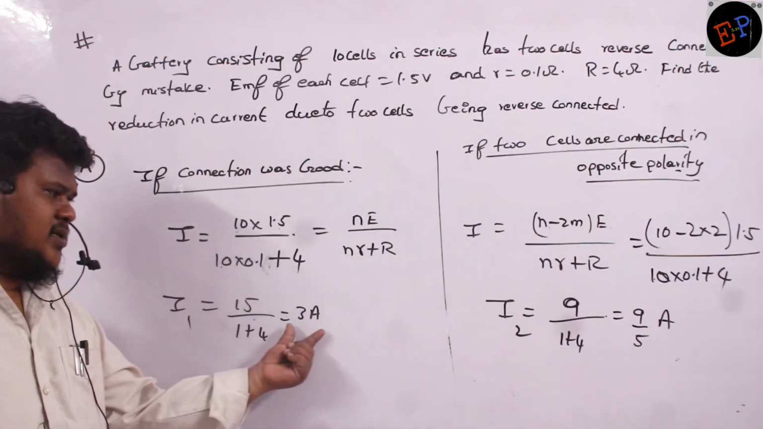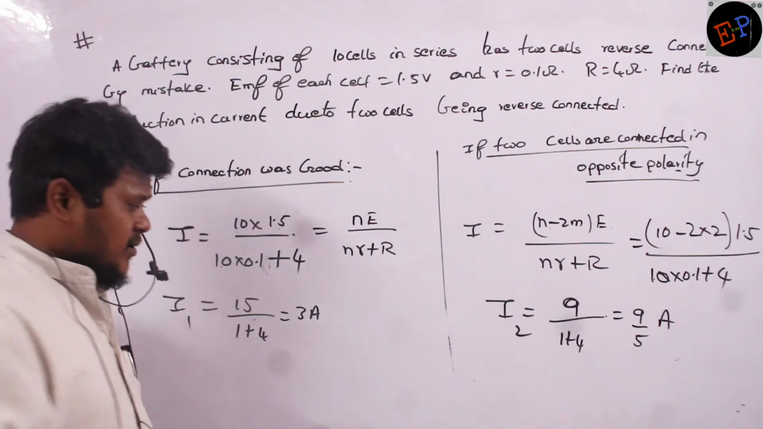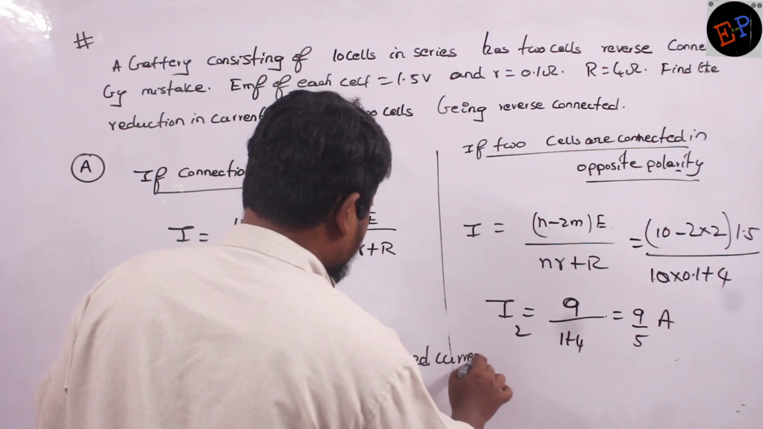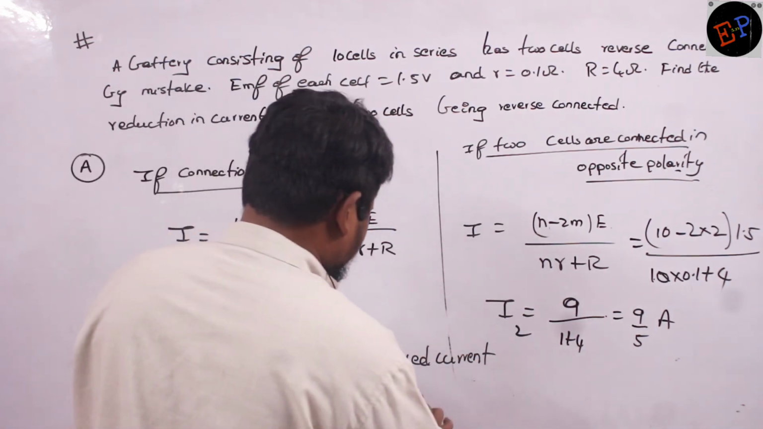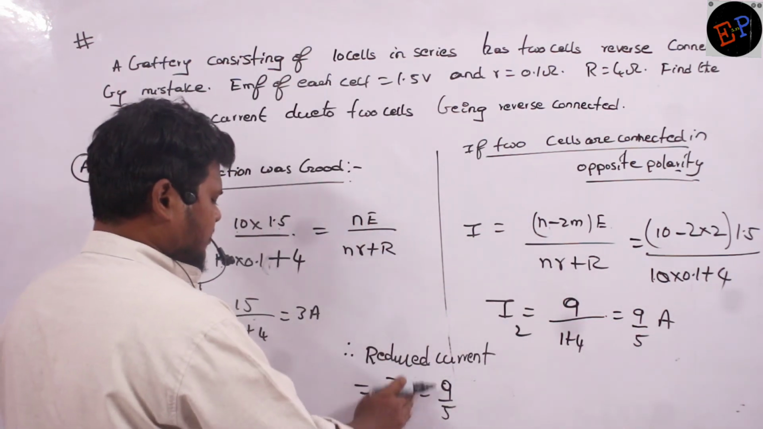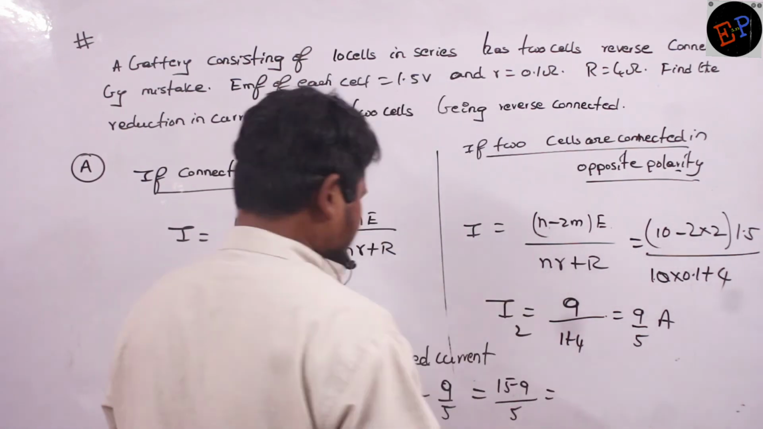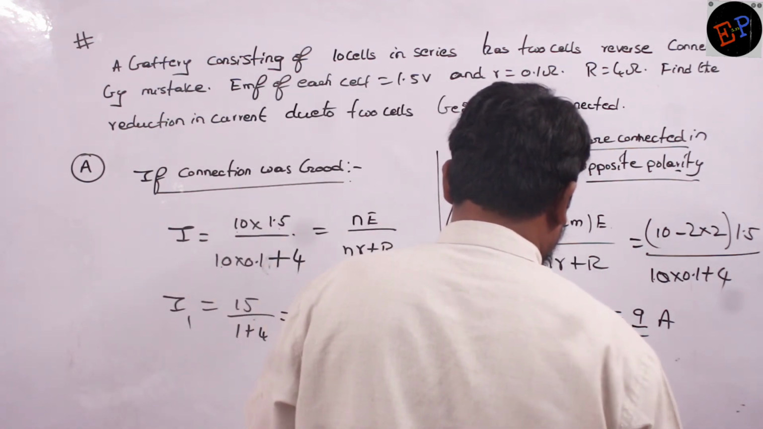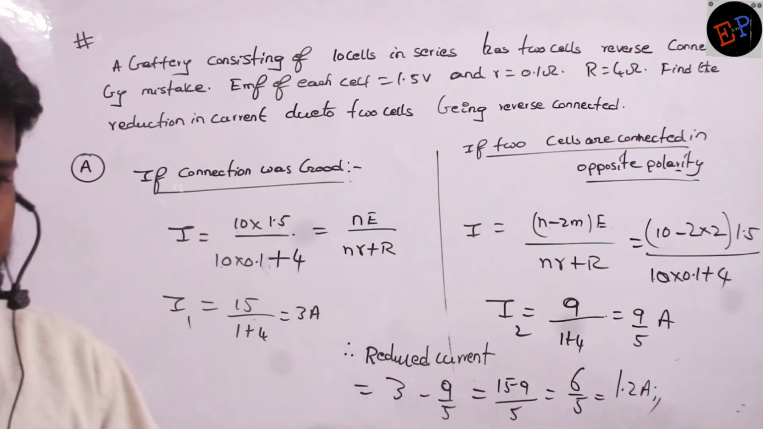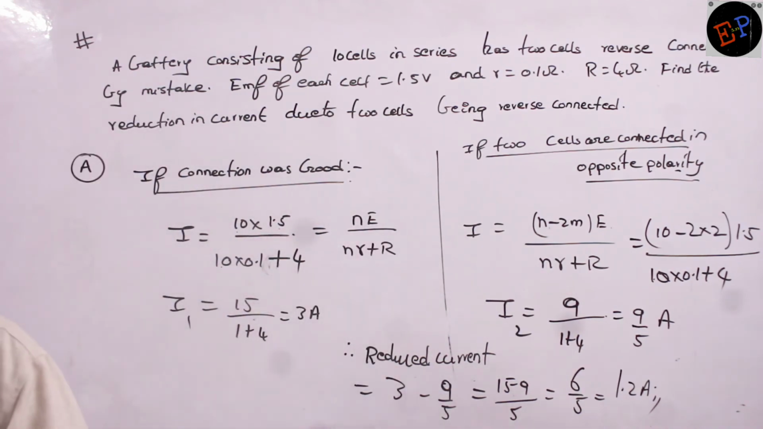If the connection is good, this is the amount of current. If there is a wrong connection, this is the current. Therefore, what is the reduced current? Reduced current is what he is asking. Reduced current because of opposite polarity. Original current is 3A. Now the current when they are connected in opposite polarity is 9 by 5. Clear, no? So therefore, 15 minus 9 divided by 5. 15 minus 9 is 6. 6 by 5 is 1.2 amperes of current. That is my answer. So this much amount of current will reduce if cells are connected in opposite polarity. Have you understood?